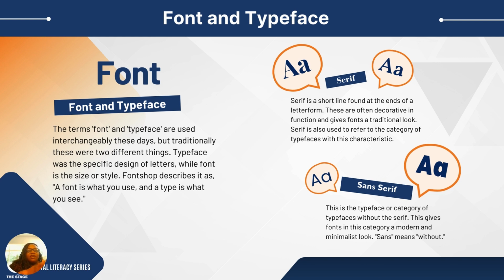Typeface is the specific design of letters, while font is a style. So font shape describes it as this: a font is what you use, and a type is what you see.